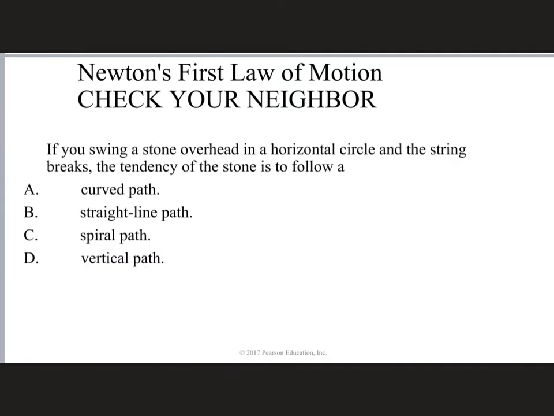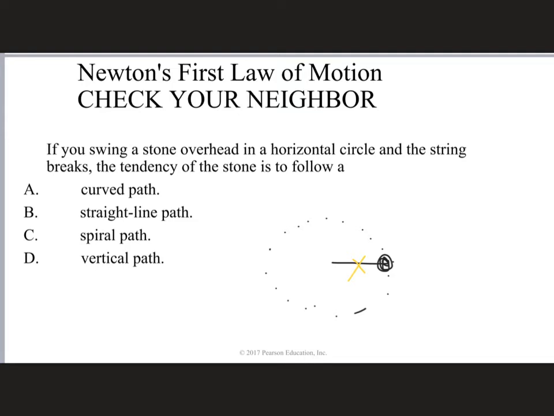Okay, here's another idea of understanding this concept of inertia. The example here is if you swing a stone overhead in a horizontal circle and then the string breaks, which way is the stone going to move after the string breaks? Okay, here I've drawn my stone and my string, and it's being swung in a horizontal circle. I'm looking at it top down, and so this stone is being swung back and forth, and at some point the string breaks, and so there's a cut in the string.